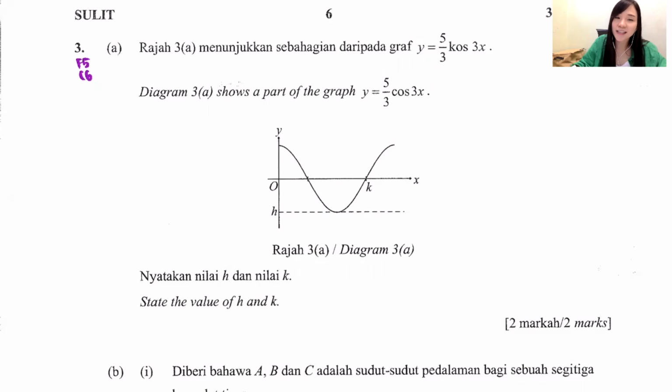So let's look at A. They say, diagram 3A shows part of the graph y equals 5 over 3 cos 3x. Okay, my dear, so they already wrote the equation for you. You don't need to write out the equation yourself. They already tell you the equation is y equals 5 over 3 cos 3x, okay?